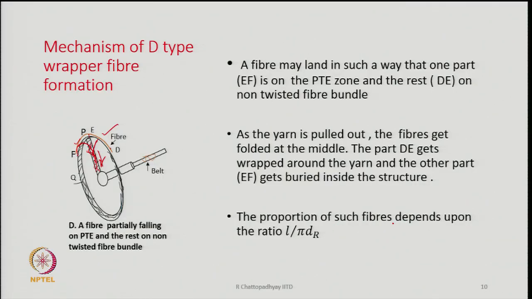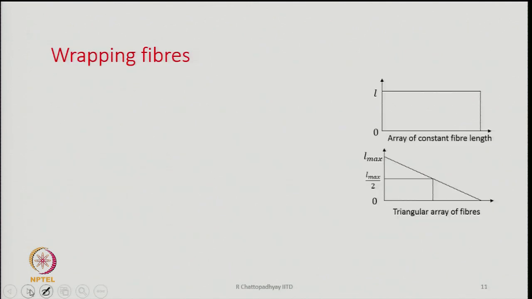That is going to happen to these fibers, and the proportion of such fibers will depend upon the ratio of L by pi dr, where L is the fiber length and dr we have already said. So, in case the fibers lie or land the way it has been shown here, then this is going to be the fate of the fiber. So, some kind of wrappers are going to be formed, and this is the way in which fibers are forming.